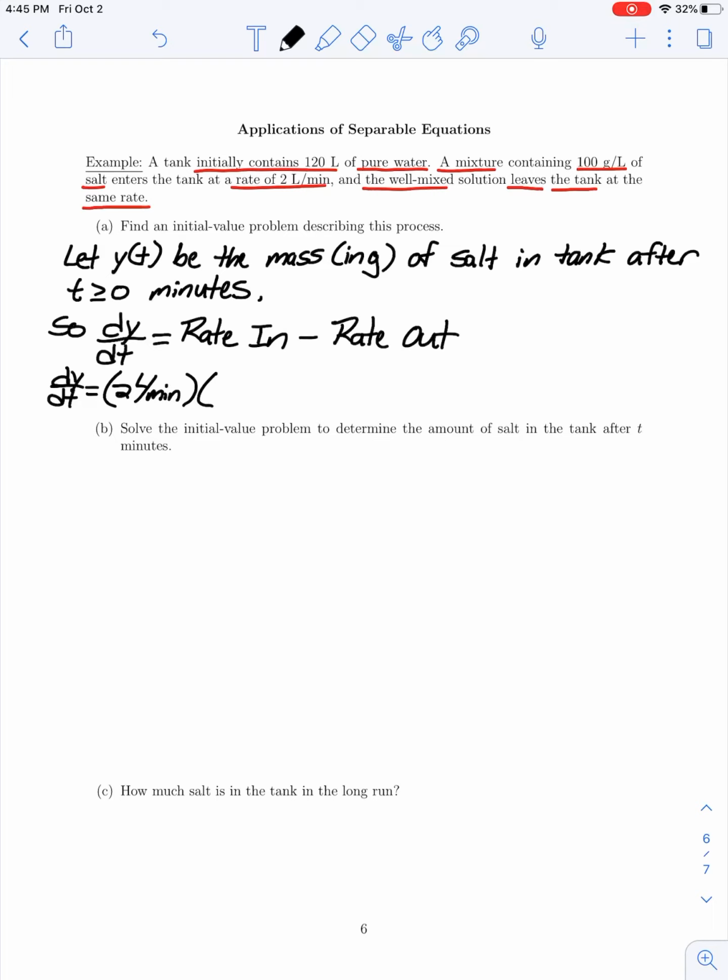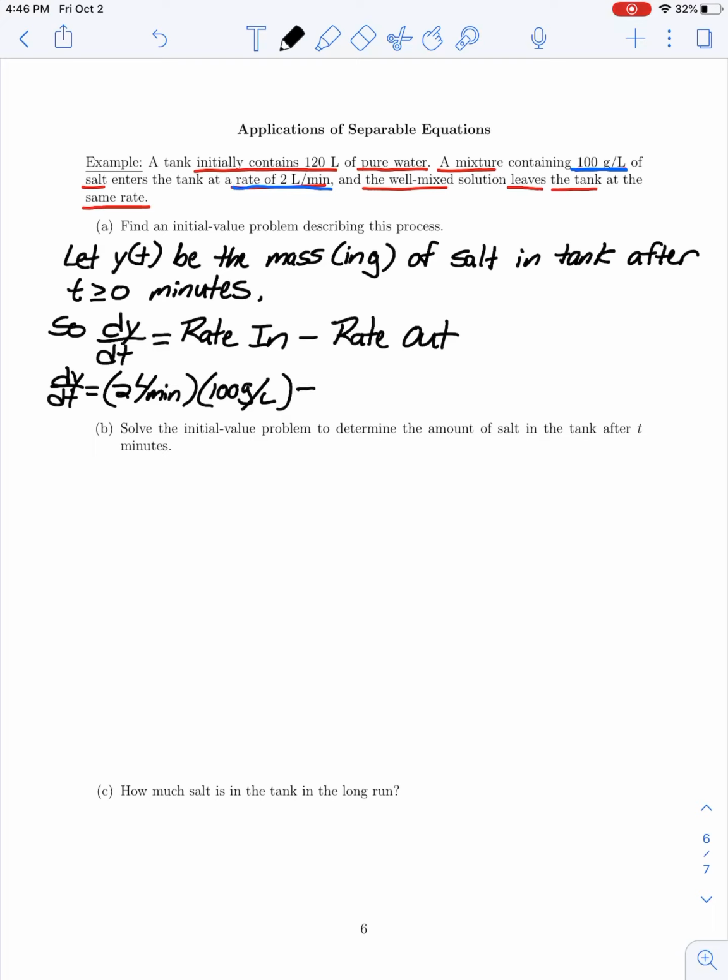And then let's ask ourselves, how much salt was in each of those liters that's coming in? We were told in the problem that this mixture contains 100 grams per liter, and it's being poured in at the rate of 2 liters per minute. So we have our 2 liters coming in each minute, and each of those liters has 100 grams of salt in it. So this would be the value for our rate in. We're going to have 200 grams of salt coming into the tank per minute.